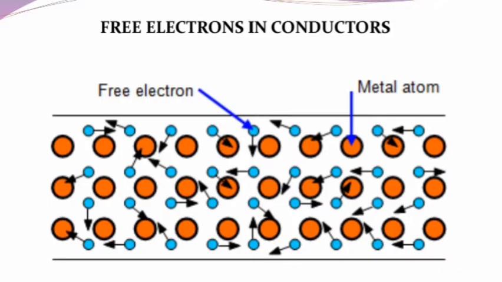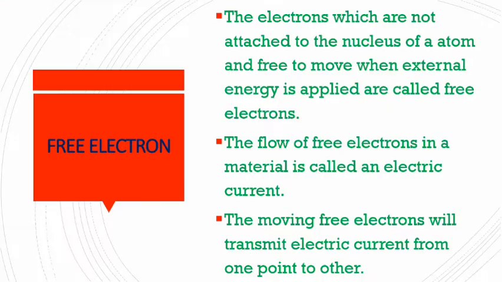Atoms in metals have one or more electrons which are loosely bound to the nucleus. These electrons are called free electrons, and free electrons show random motion. The electrons which are not attached to the nucleus of atoms and are free to move when external energy is applied are called free electrons. Here the external energy is electric field, magnetic field and potential. The moving free electrons will transmit electric current from one point to another.